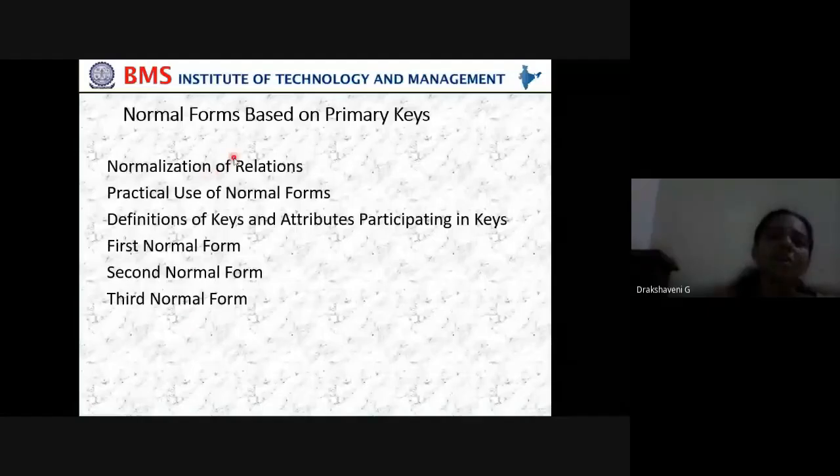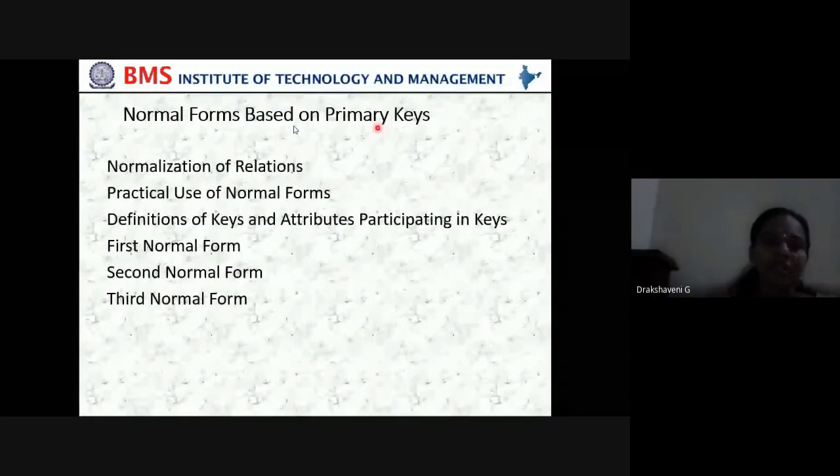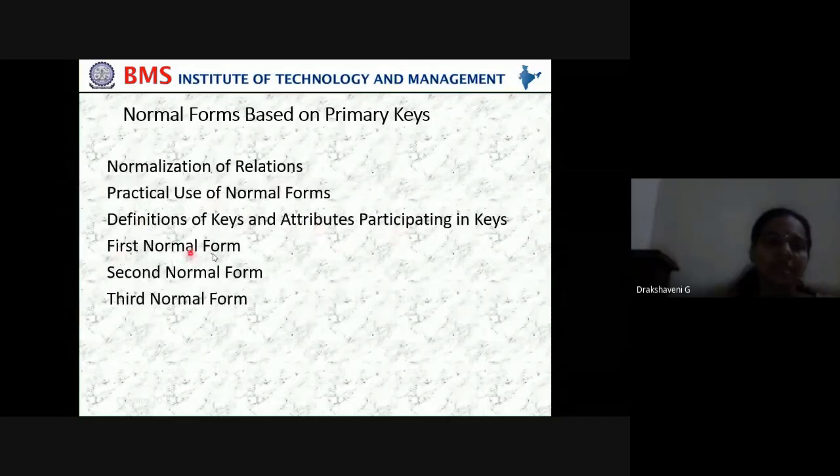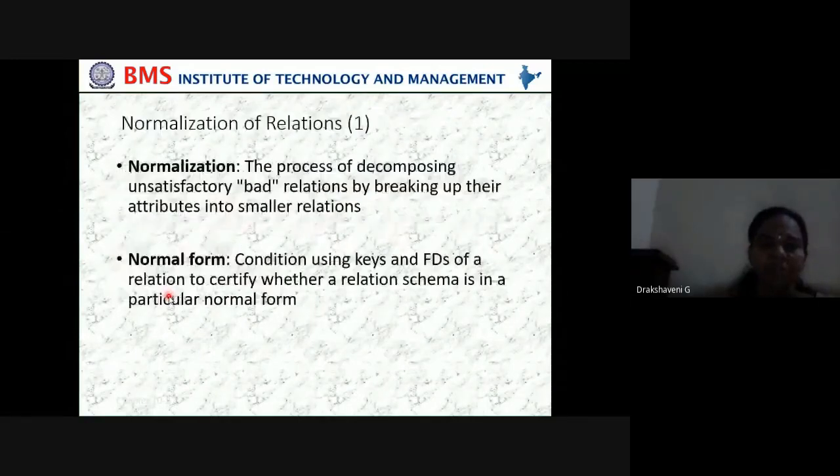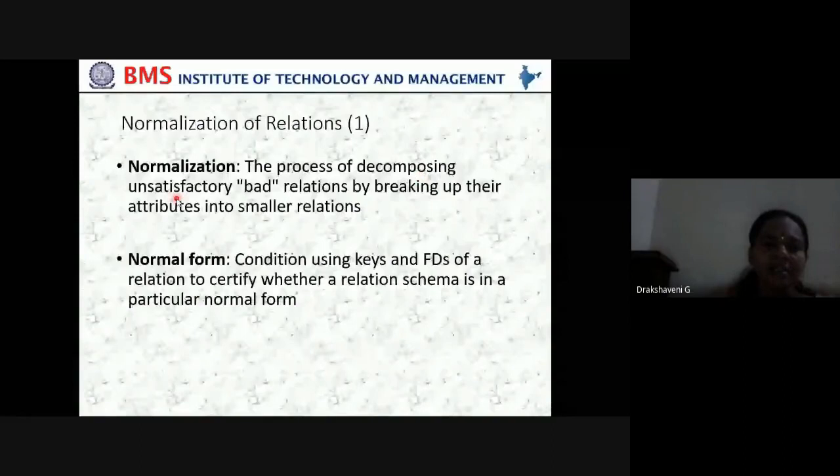So in the same way, here in the normal form based on a primary key, we have a normalization of a relation, practical use of normal forms, definition of keys and attributes participating in the key. Then we have first normal form, second and third normal form. We'll be seeing them one by one. First, what is normalization? The process of decomposing an unsatisfactory or bad relation by breaking up its attributes into smaller relations.